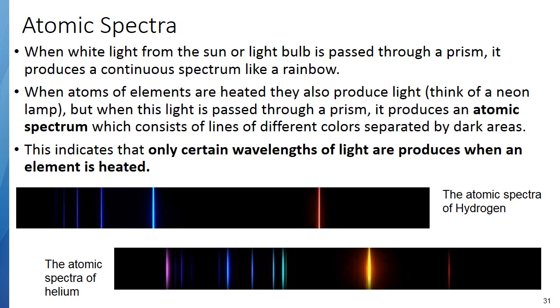This means that only certain wavelengths of light, relating to certain energies, are produced when an element is heated, not the full spectrum. Hydrogen, you can see here, only gives off maybe 3 really dark blue lines, a light blue line, and kind of a peachy line. Helium has a number of more lines: purple, blue, kind of an aqua, orange, red. Every element has a different atomic spectrum.